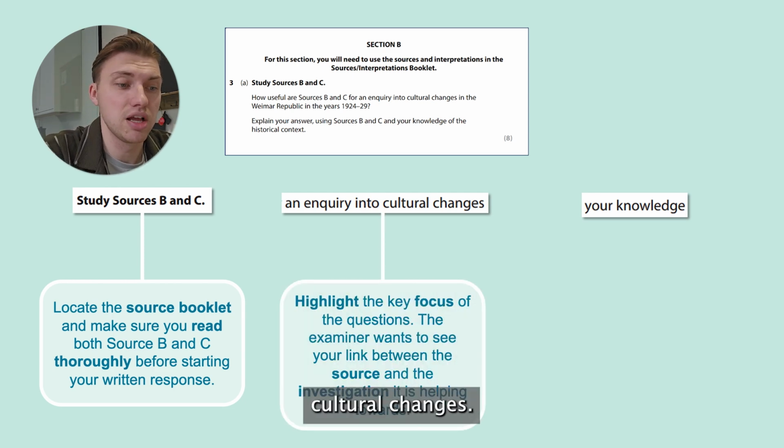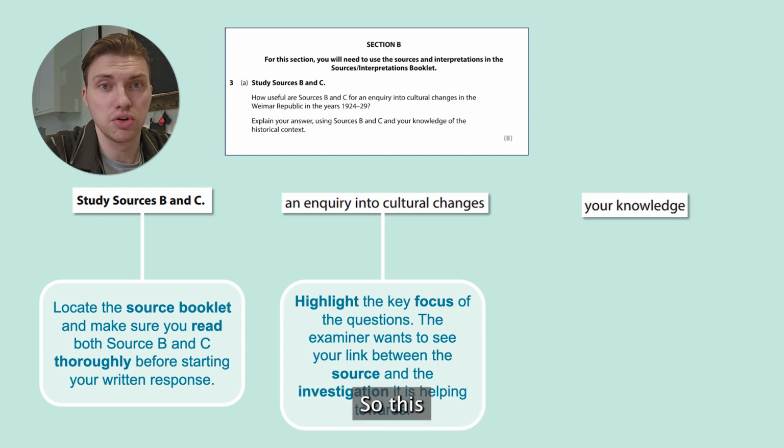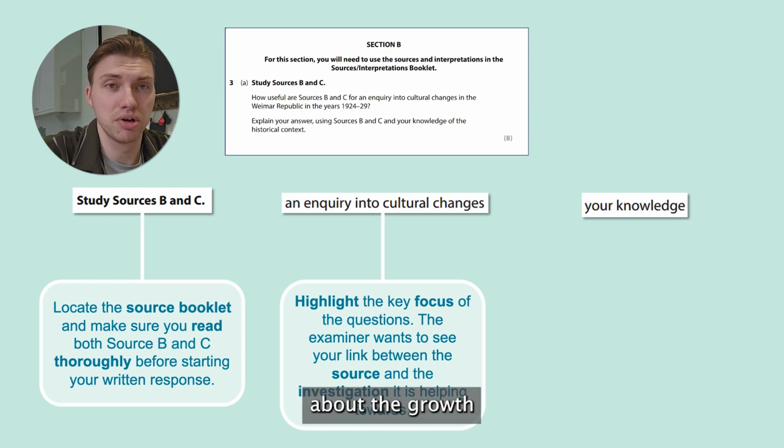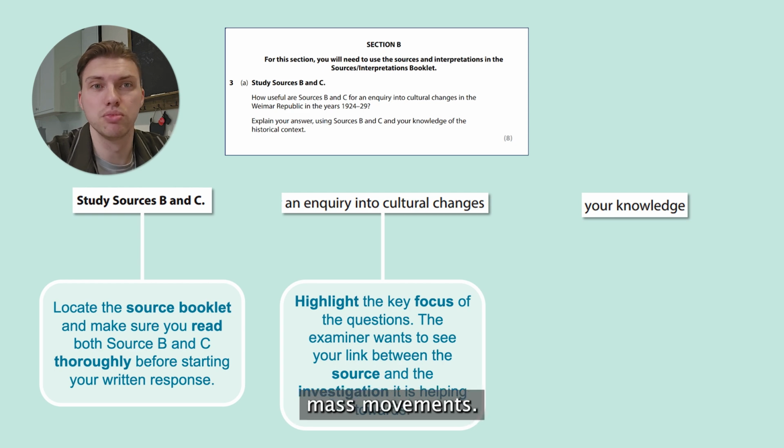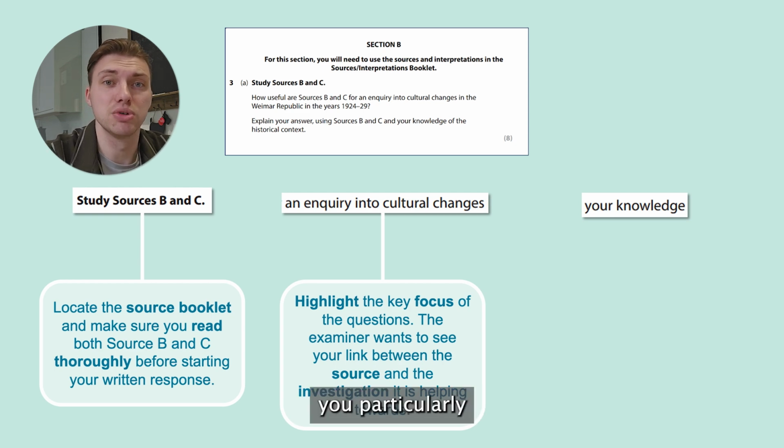The second part is picking out the key focus of the question. So here we have cultural changes. So this particular question isn't talking about the growth of the Nazi Party. It isn't talking about economic failures of the Weimar Republic. It isn't talking about popularity of extremist movements. It is asking you particularly about cultural changes.